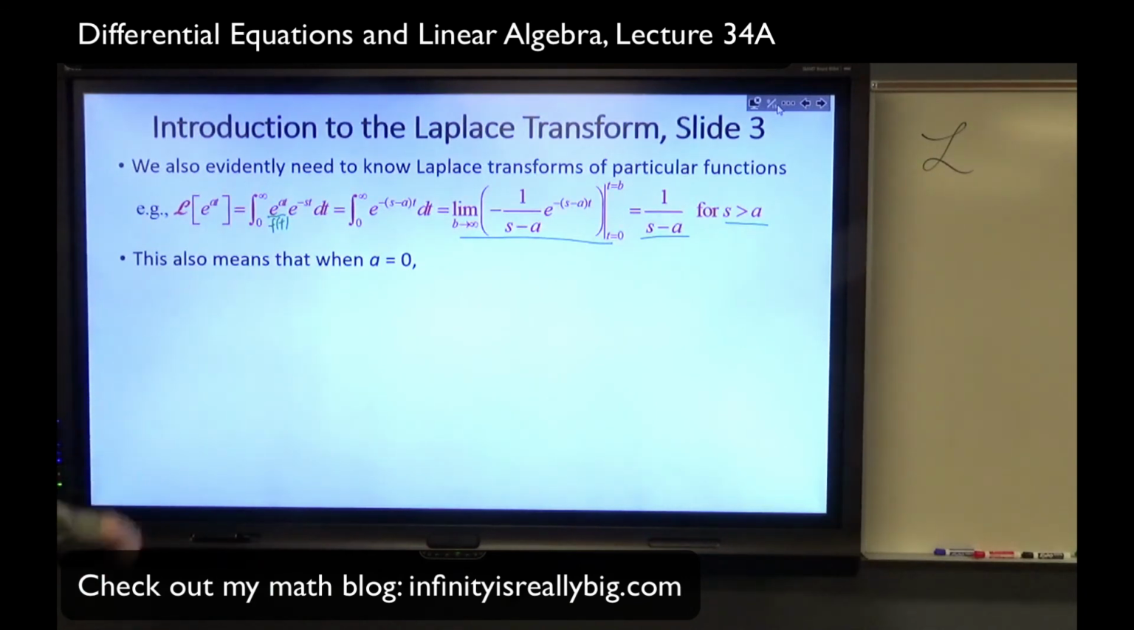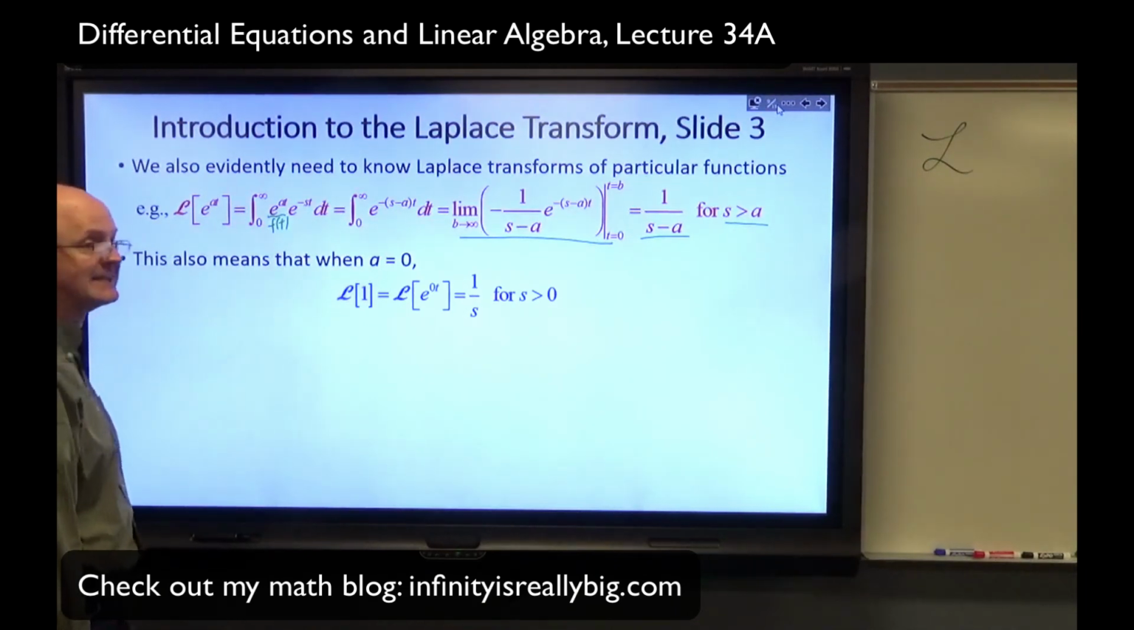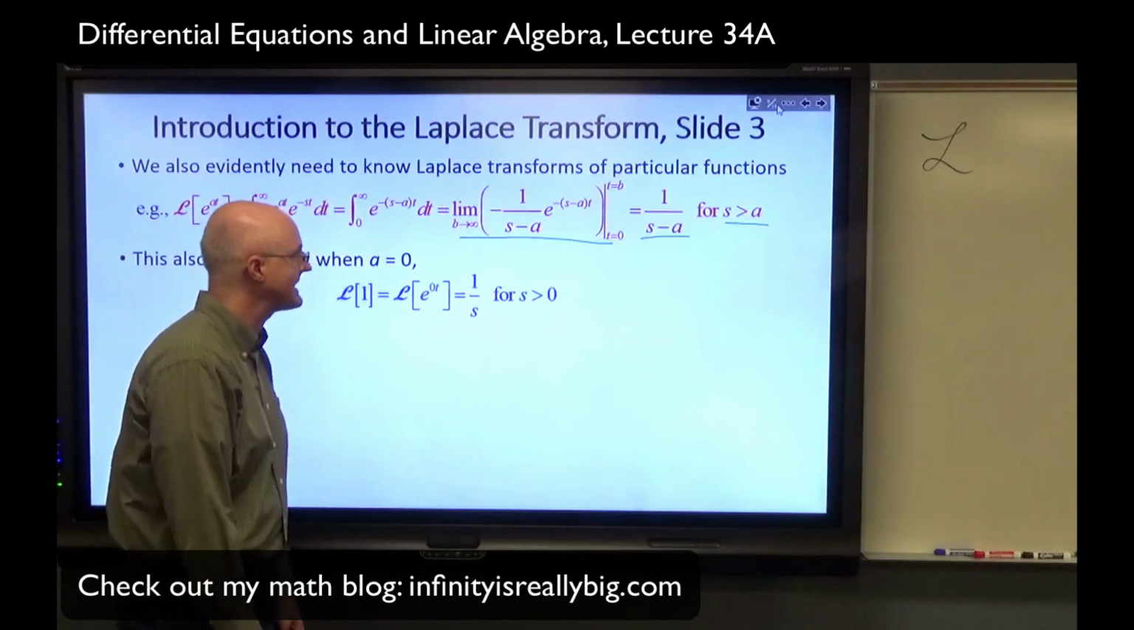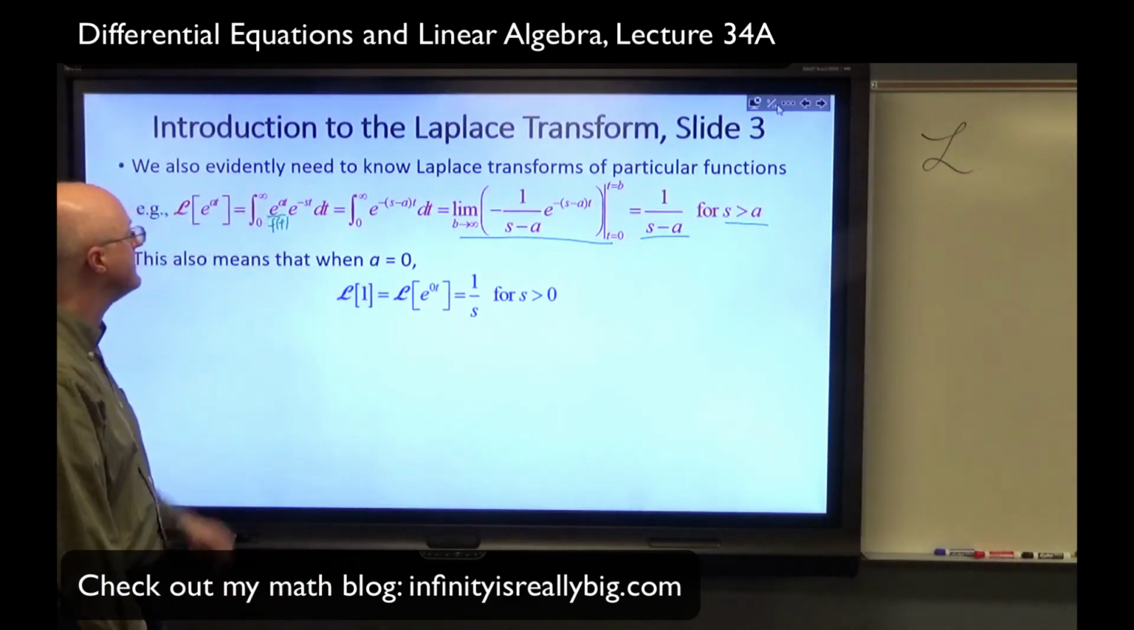This particular fact also means when a is 0, since e to the 0 is 1, that the Laplace transform of the constant function 1 is 1 over s minus 0, or just plain 1 over s. So a is 0 here. I'm using the previous line.